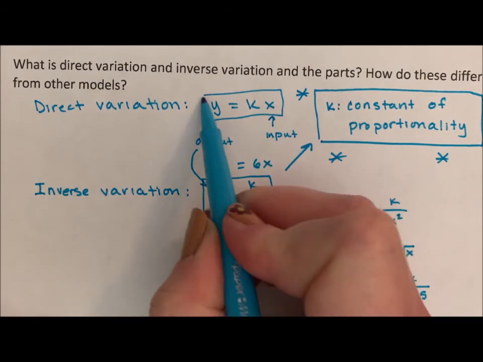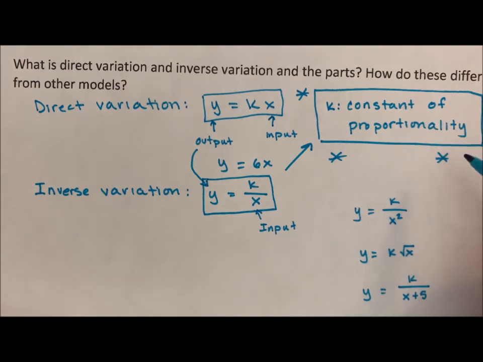This is your direct variation. K is a constant of proportionality. Don't get it mixed up with slope, which I often hear happening. It is your constant of proportionality. It is the variable K.